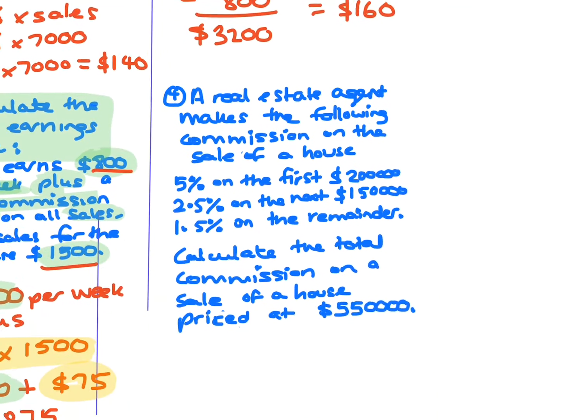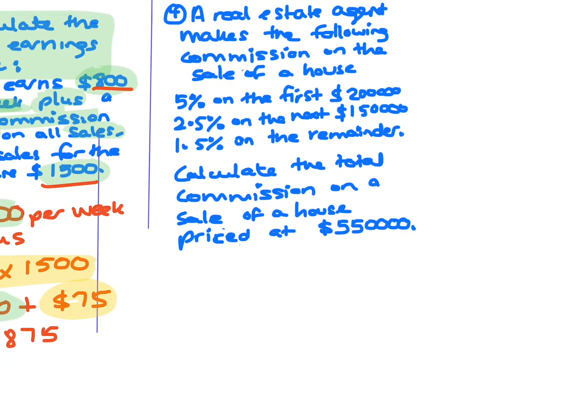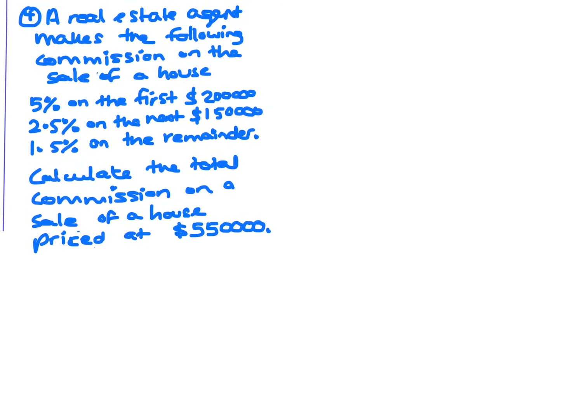Okay, all right, so a real estate agent, let's have a look at that. A real estate agent makes the following commission on the sale of a house: 5% on the first 200,000, 2.5% on the next 150,000, and 1.5% on the remainder. And then we're going to total all that.